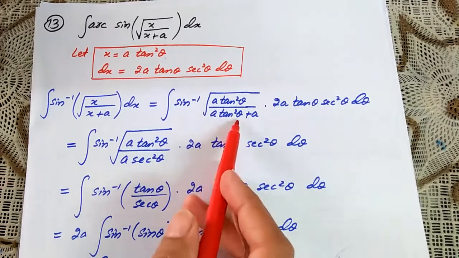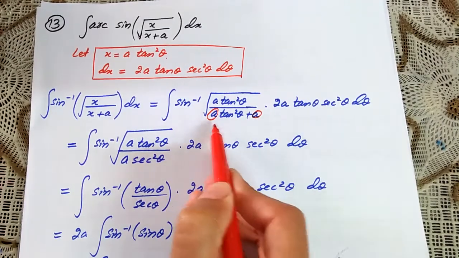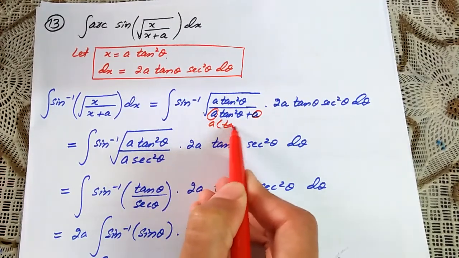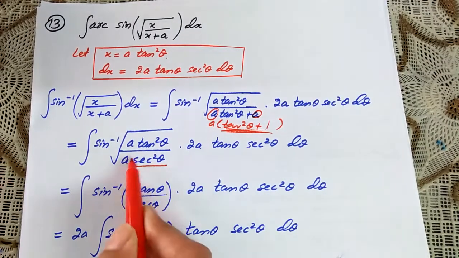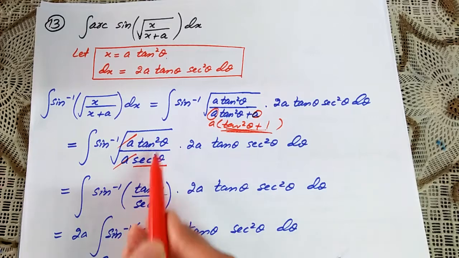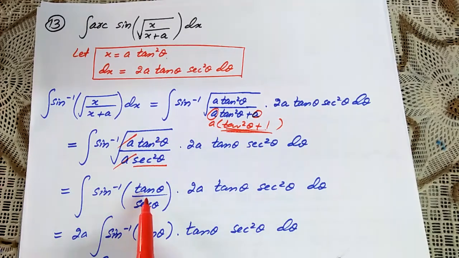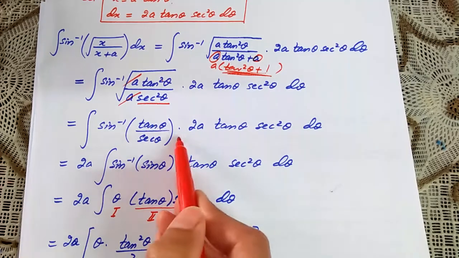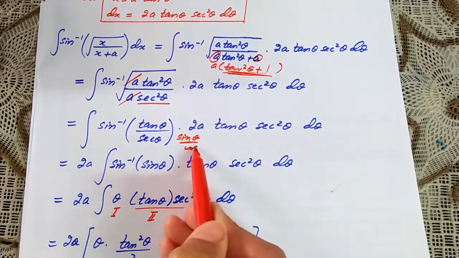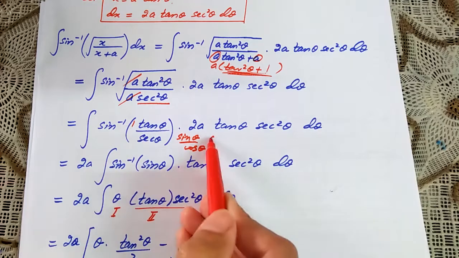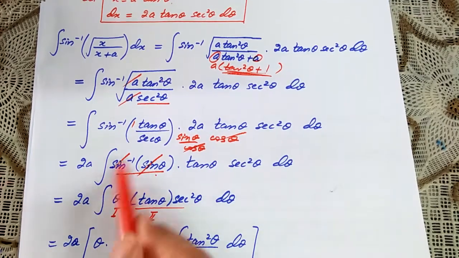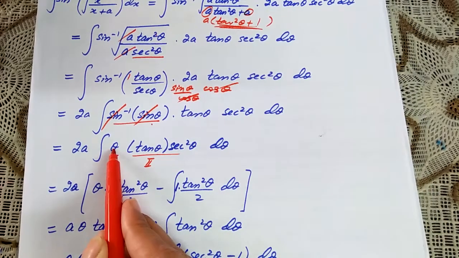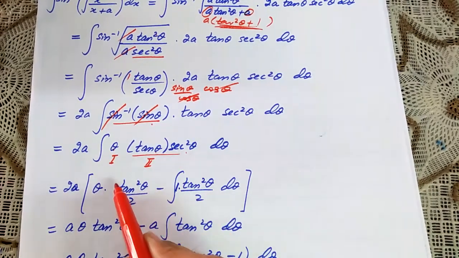After substitution, just simplify this by taking a common. In the denominator, we will have tangent square of theta plus 1, and that, we know, is secant square of theta. So a will be cancelled with a and the square will be cancelled with the square root, and we will have tangent theta over secant theta. Now open these terms. Tangent theta is sine theta over cos of theta and 1 over secant theta is cos of theta. That will be cancelled and we will have sine inverse sine of theta. This will be cancelled and we will get theta tangent theta secant square of theta.